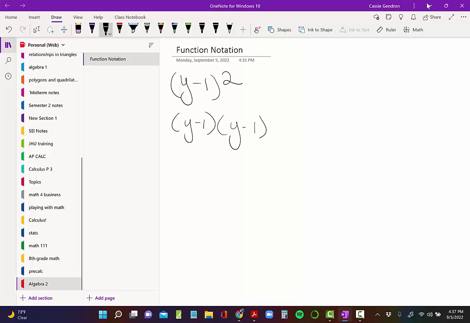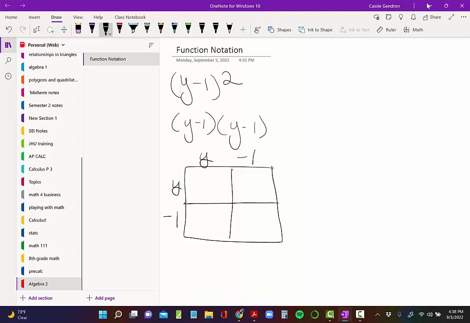The first thing I'm going to teach you, something we no longer call FOIL. I'm going to call it the distributive property. So we can do it in boxes. I know you've seen this method before, where we've got y minus 1 and y minus 1. So y times y is y squared. Y times minus 1 is minus y. Minus 1 times minus 1 is plus 1.